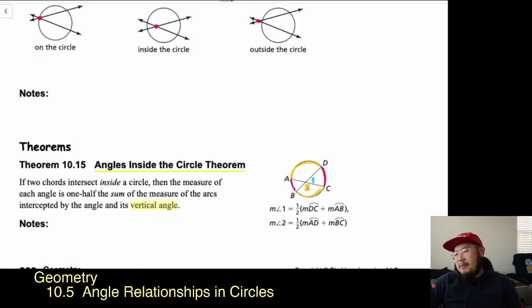Now, if I happen to have found angle 1 first, I could find angle 2 quite easily because they are a linear pair. So you wouldn't necessarily have to do it twice. If you can find one of the angles, then you can find the other one because they are a linear pair.